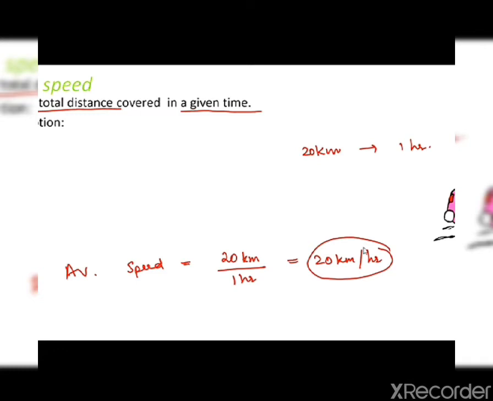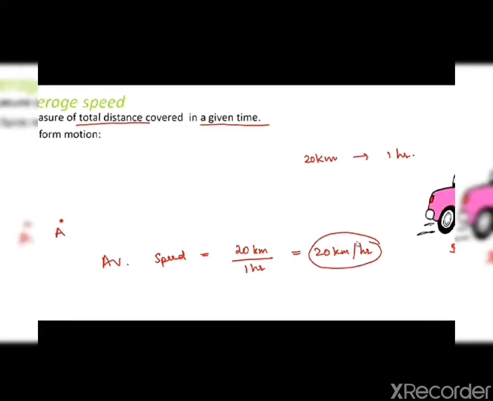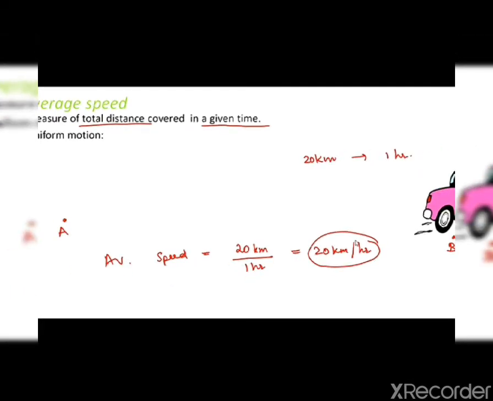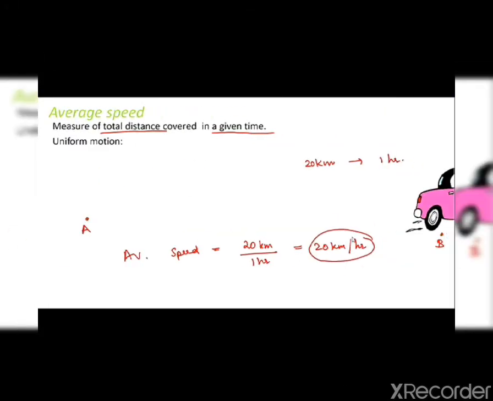Because it's moving in uniform motion, we can say that speed is the same as average speed here. Now in this case, if we plot a graph for uniform motion, it will come out like a straight line, right? Because in uniform motion we have a straight line.